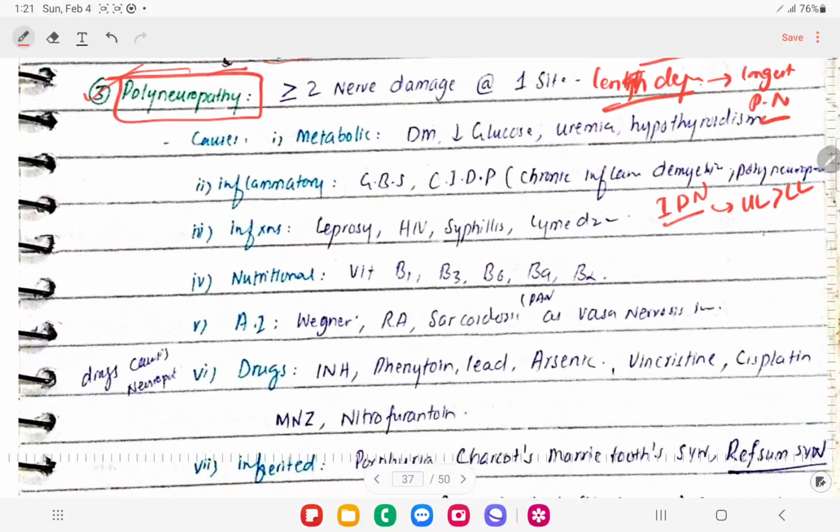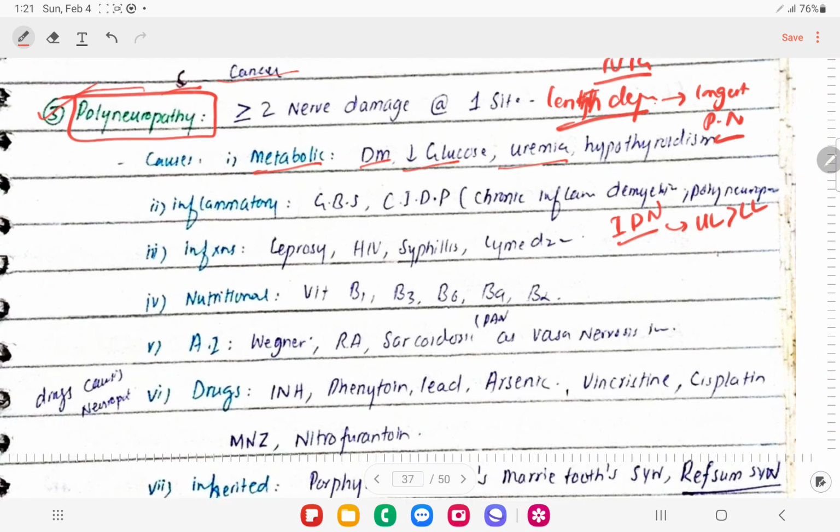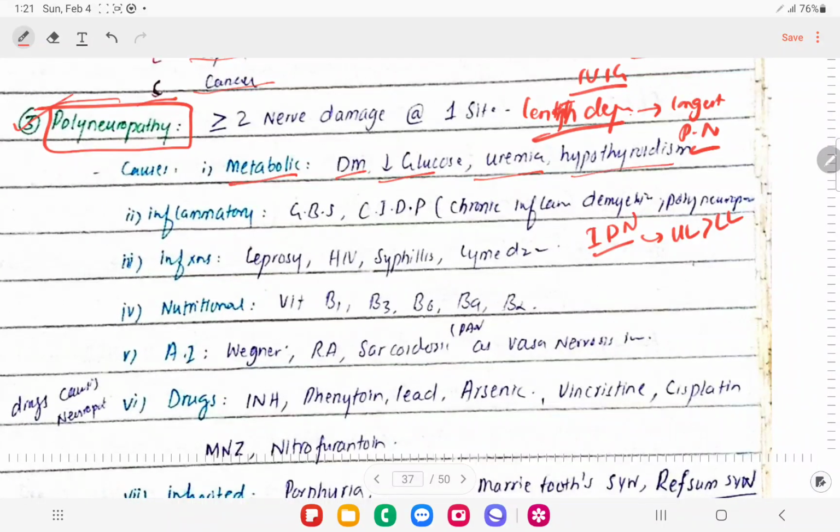So let's discuss the causes of polyneuropathy. We have the metabolic causes that include diabetes, hypoglycemia, uremia, and hypothyroidism, right? The next thing is inflammatory causes that include GBS and CIDP, that is chronic inflammatory demyelinating polyneuropathy, right? And infections that include leprosy, HIV, syphilis, Lyme disease, and brucellosis, right? So these are the important causes of polyneuropathy, right?